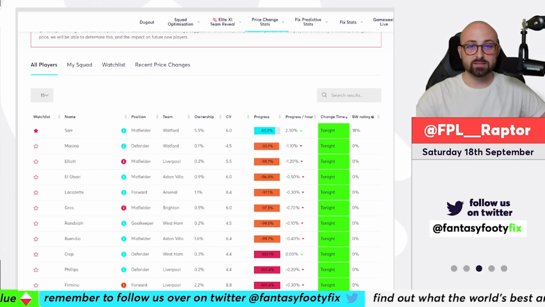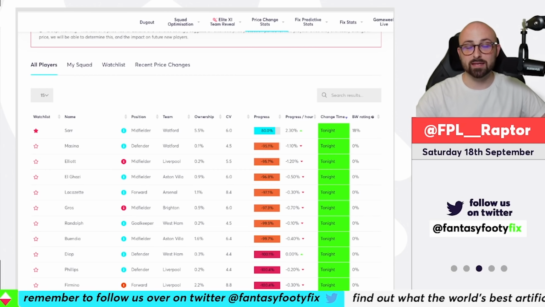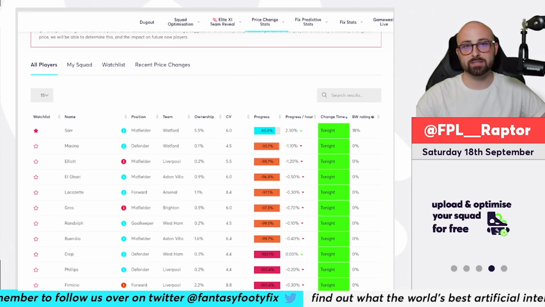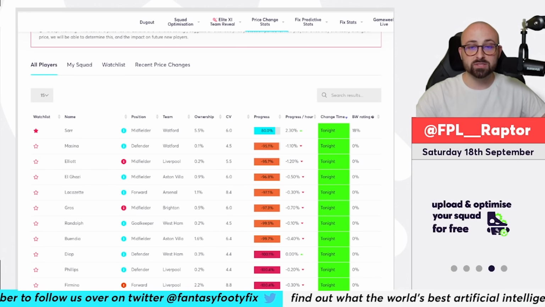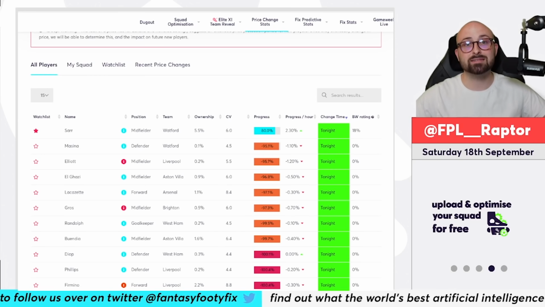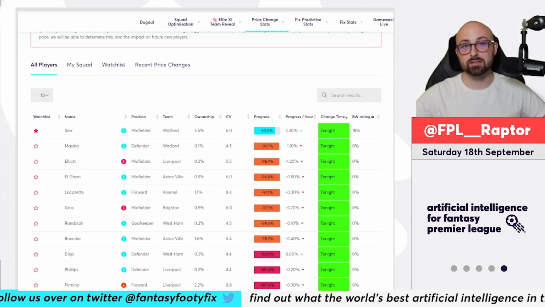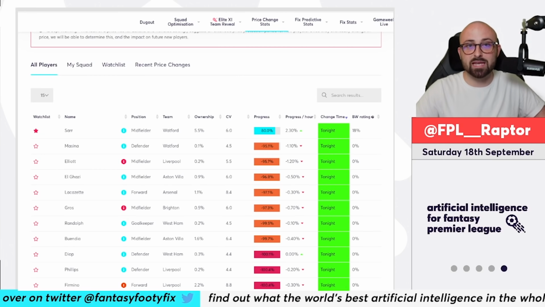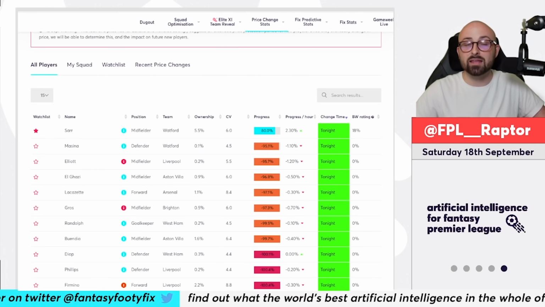But you can see, Sarr is at 80%, so he's not at that 100% threshold, but he is rising at 2.3% per hour. Therefore, by the time tonight comes around, if that transfer activity continues at that rate, we are predicting that Sarr will rise in price tonight. Now, of course, if the transfer activity slows down this evening and he doesn't continue to rise at that rate, then he might not rise tonight.